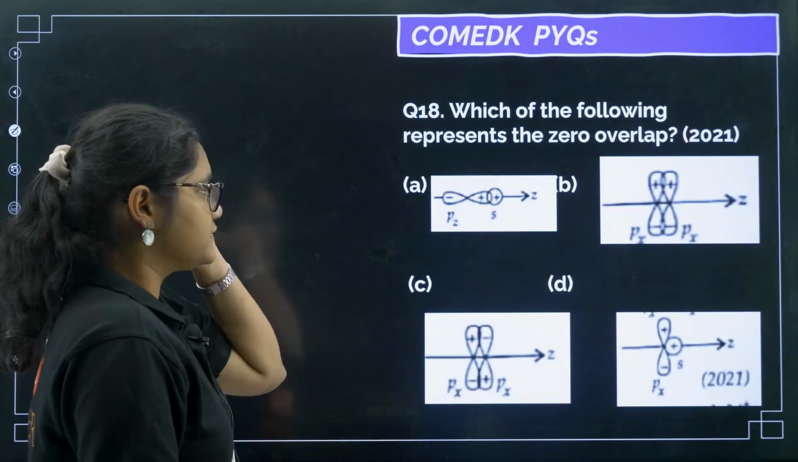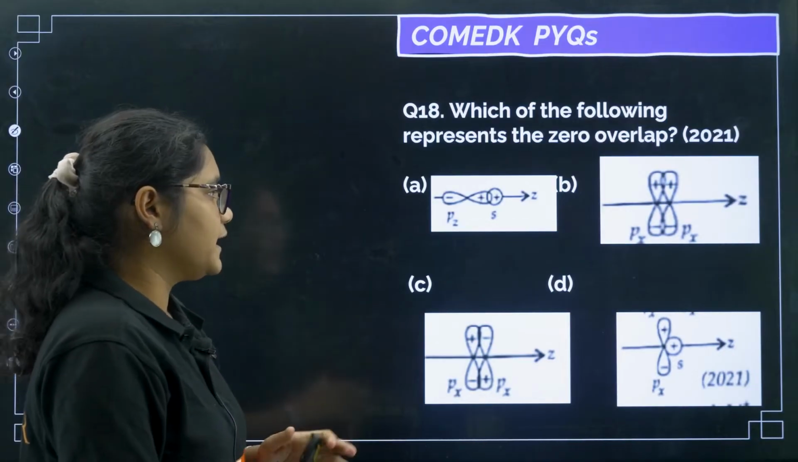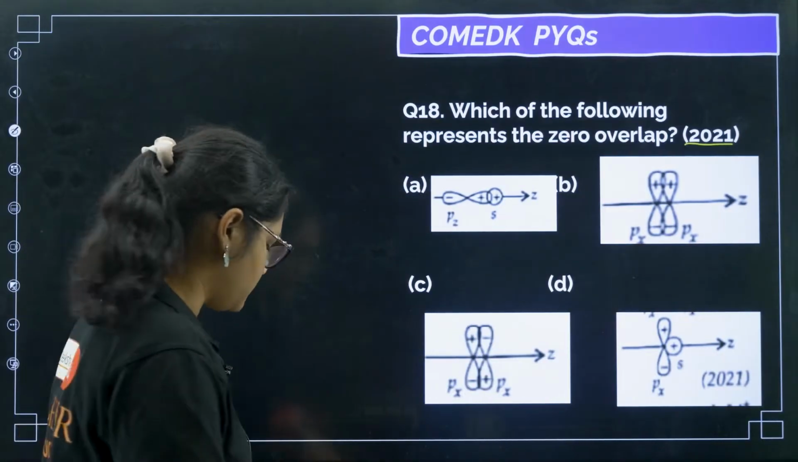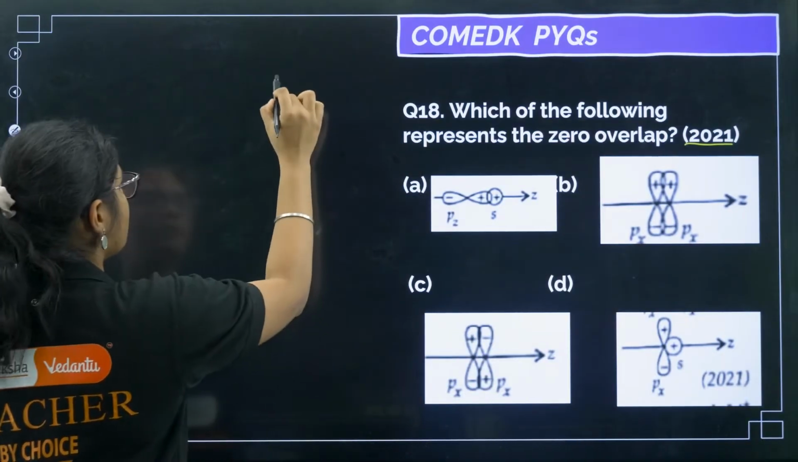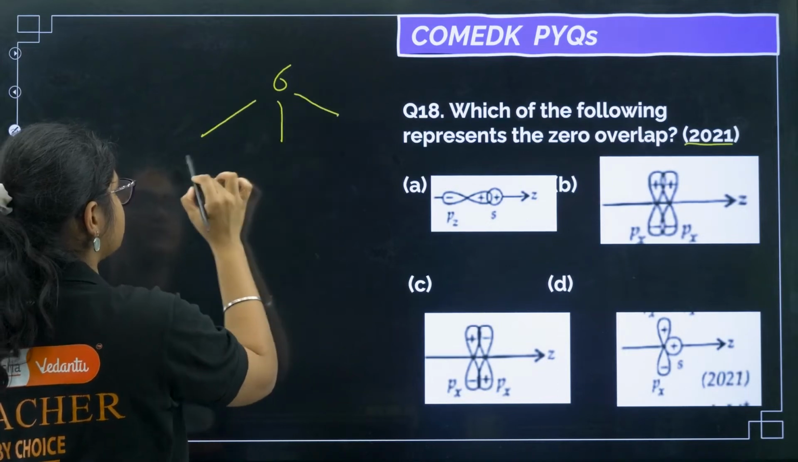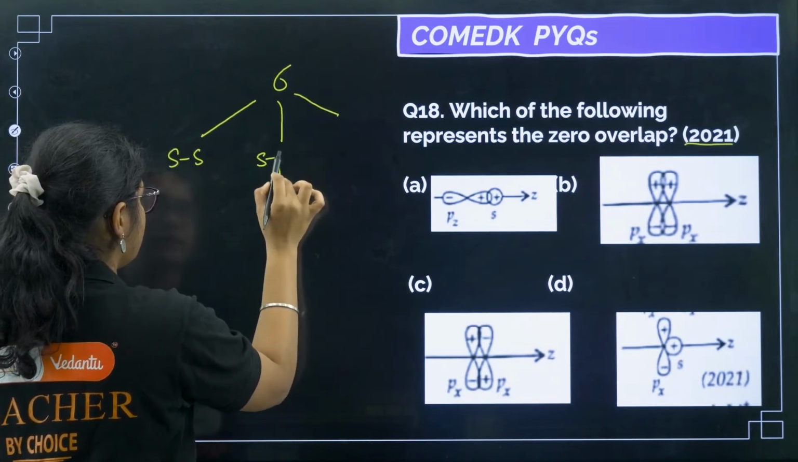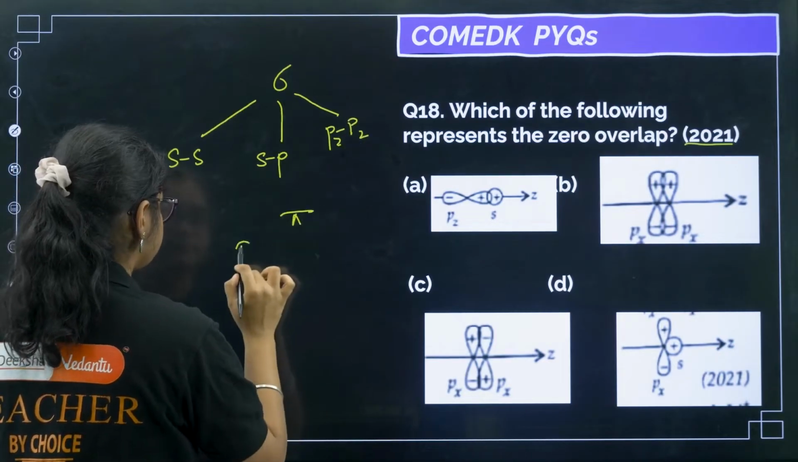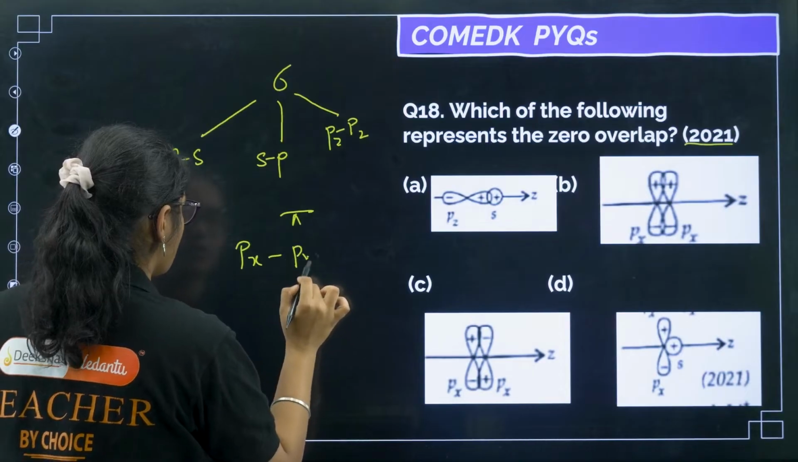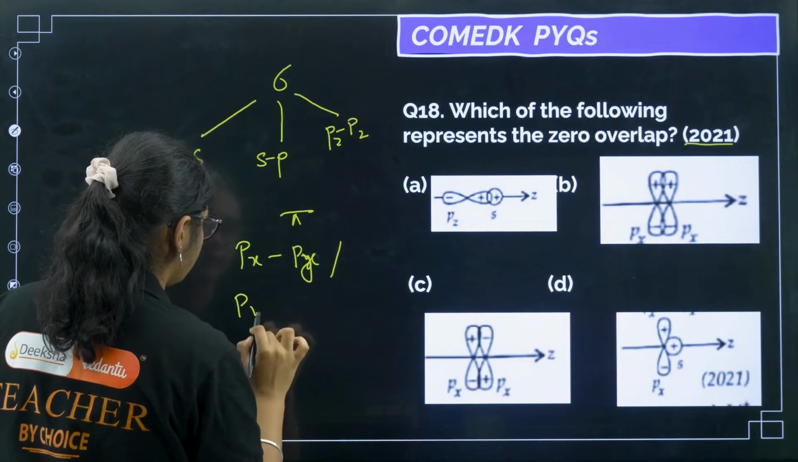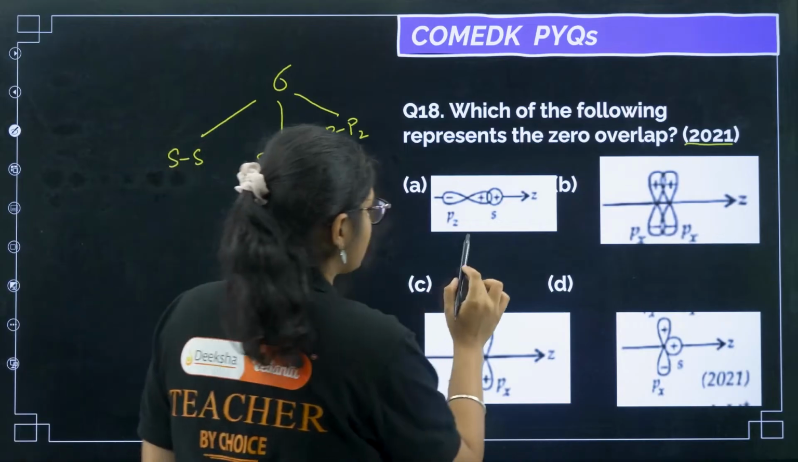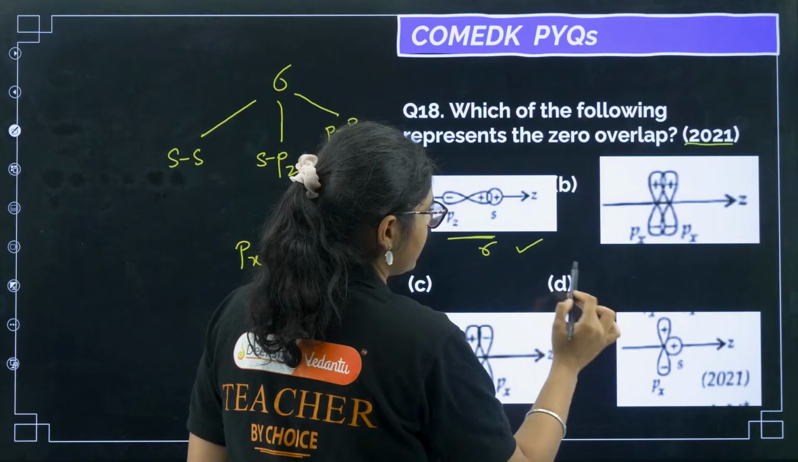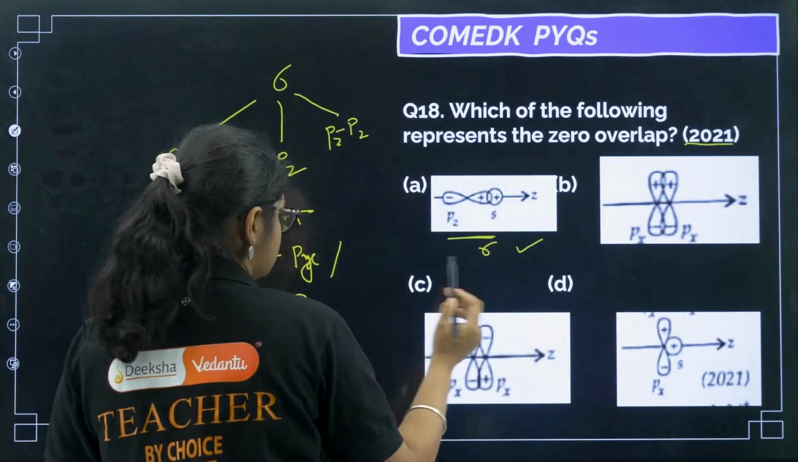Next question number 18 is from COMEDK 2021. Which of the following represents zero overlap? So if you remember, for sigma bond we have 3 types of overlapping. One is s-s, another is s-p, another is pz-pz. And for pi we have px-px or py-py. So here you can see it is s and pz. Yes, s and pz is possible, that is a sigma bond, this is correct. Then you have px-px, this is also correct.